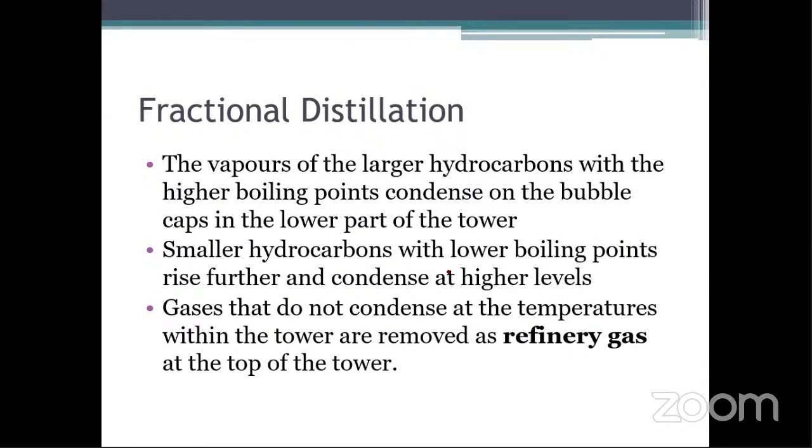So I'm going to show you a video of the fractional distillation process. Let me show you the video first.